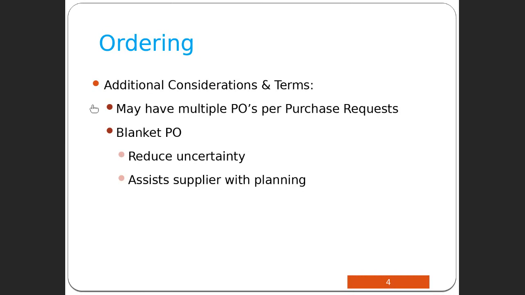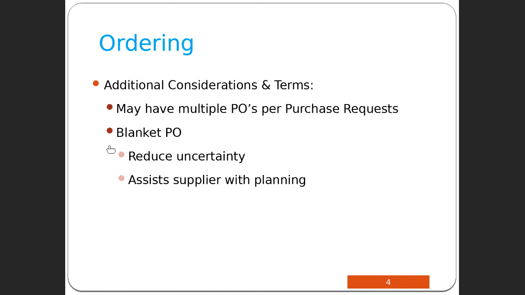Now, there are a few miscellaneous things related to ordering. First, there may be multiple purchase orders per purchase request. So you may send an internal purchase request, and because of that, multiple purchase orders may be prepared. Let's say I request a computer from IBM and I request a printer from Dell. Now two different purchase orders would have to be sent, one to IBM and one to Dell. So you may have multiple purchase orders prepared for one purchase request.